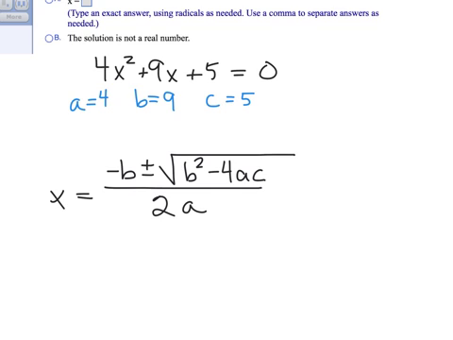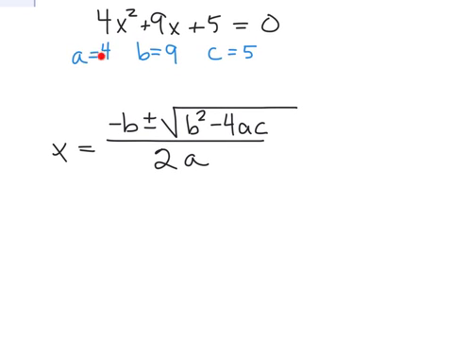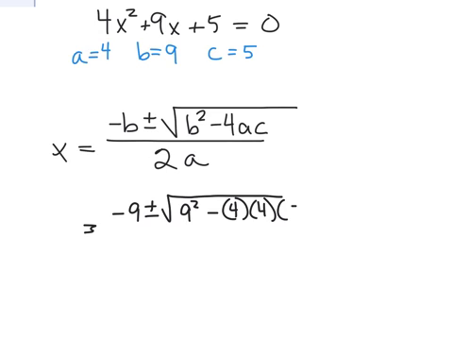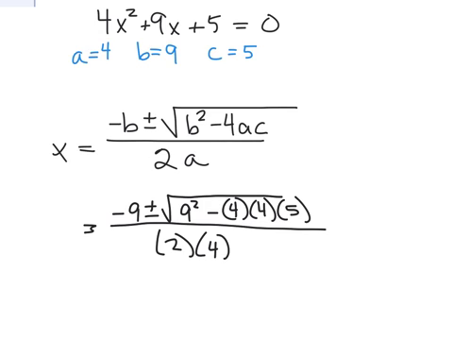So now that you know the formula, you just stick in these numbers wherever you see the letters. So it becomes negative 9 plus or minus the square root of 9 squared minus 4 times 4 times 5, all over 2 times 4. All right? So negative b. If this was a negative already, negative b becomes positive. Basically this means the opposite of. So since it's 9, it becomes the opposite of 9, which is negative 9.